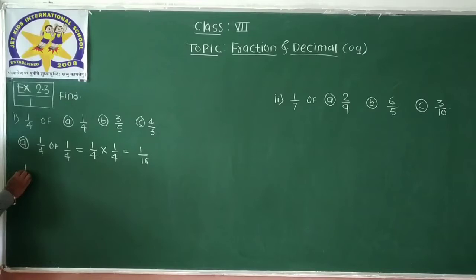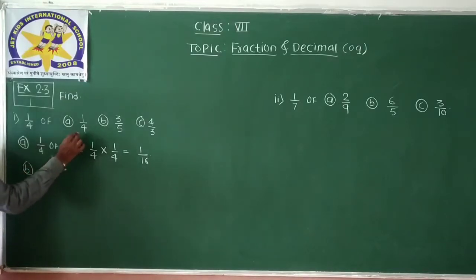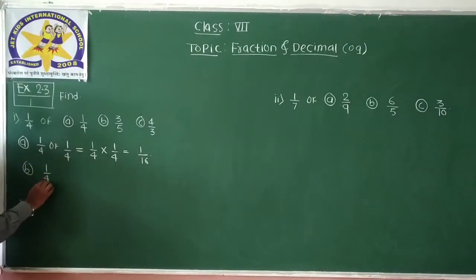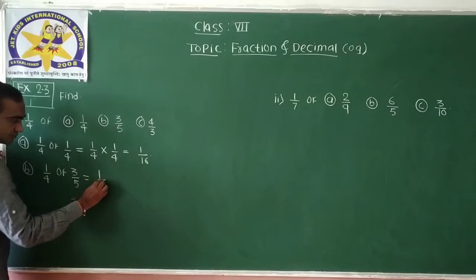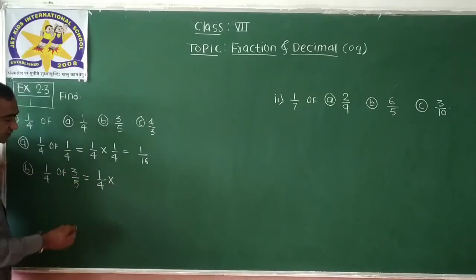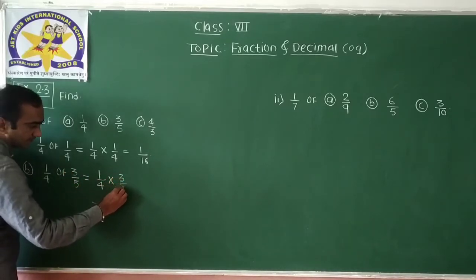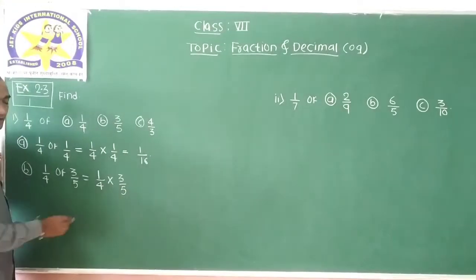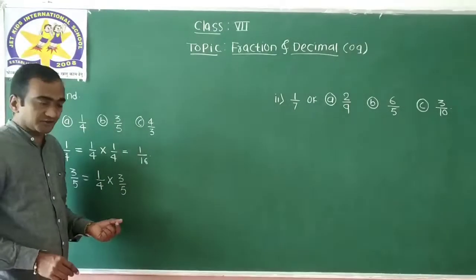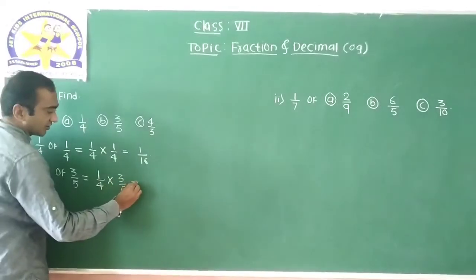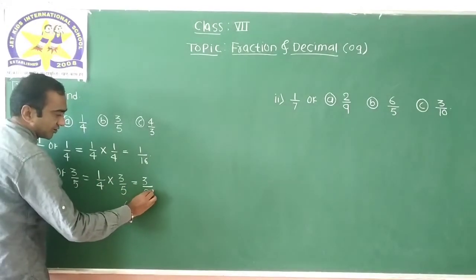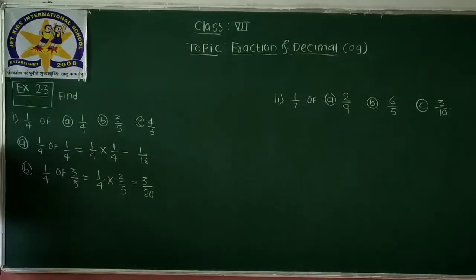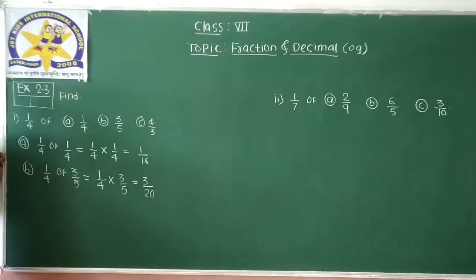Second, question B, we have to find out 1/4 of 3/5. 1/4 of means multiplication by 3/5. Make a multiplication of these two fractions. 1 multiplied by 3 is equal to 3, divided by 4 into 5, 20. So 1/4 of 3/5 is 3/20.